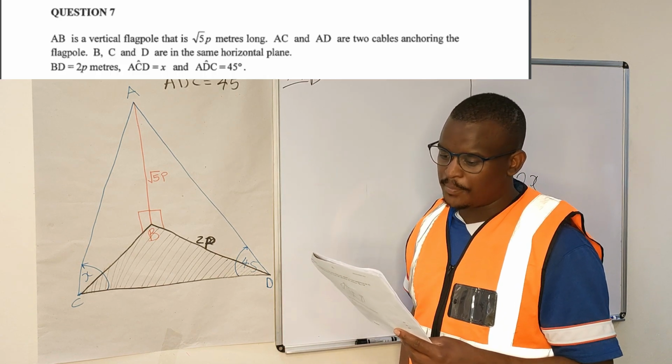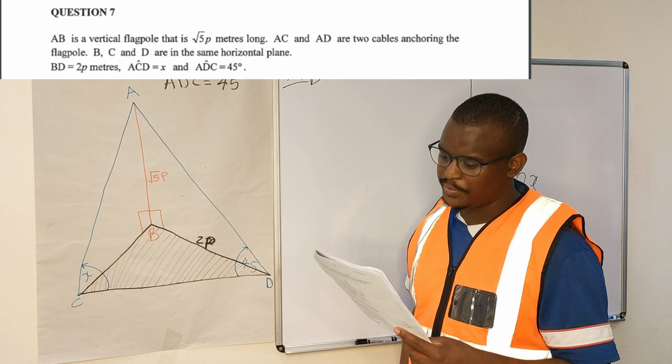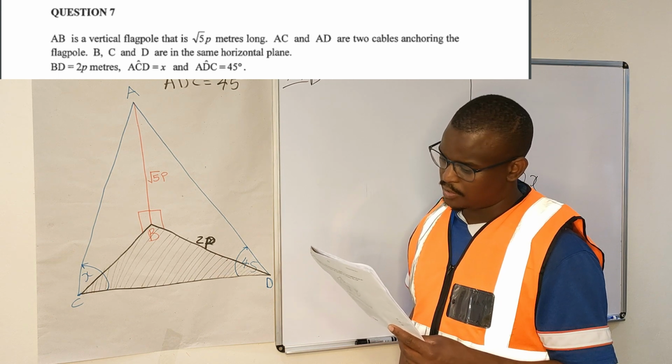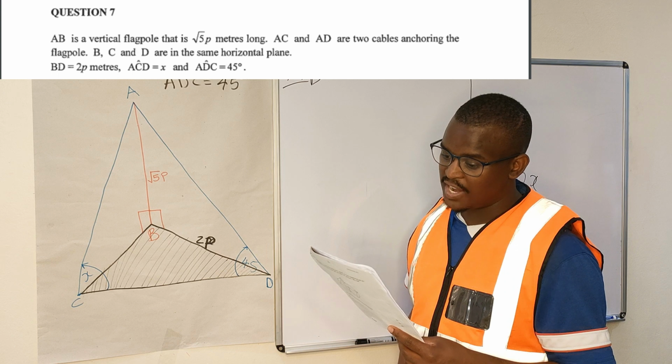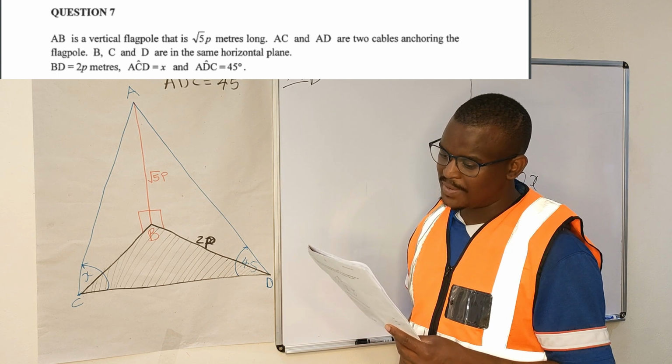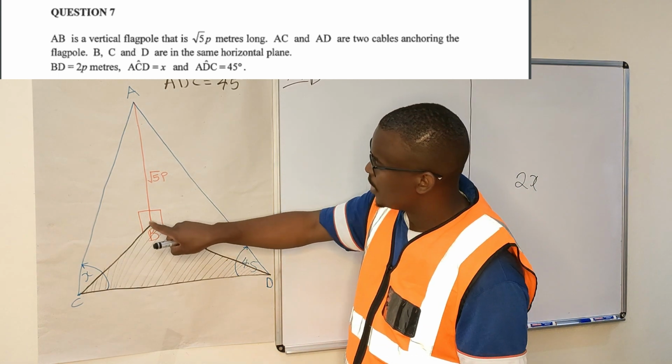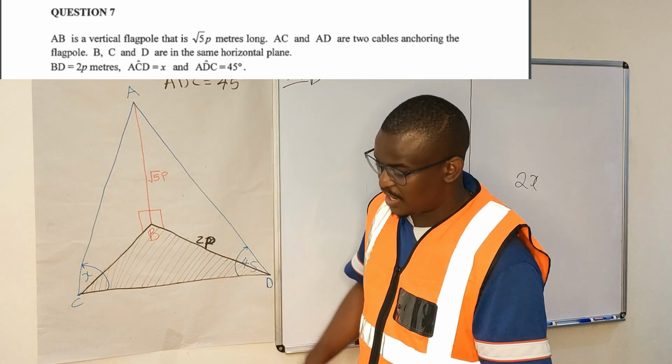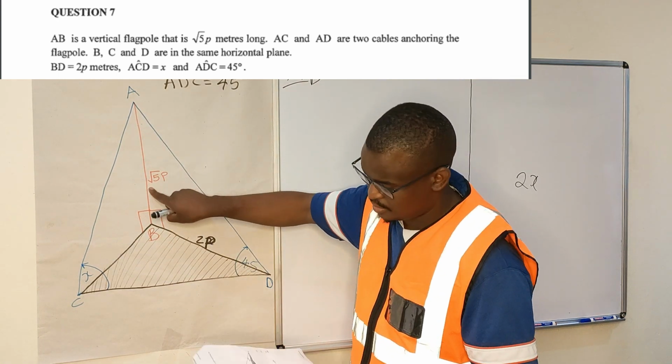AB is a vertical flagpole that is square root 5p meters long. So AB is a flagpole which has this length here.